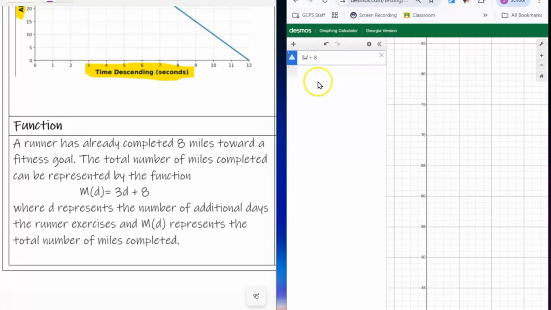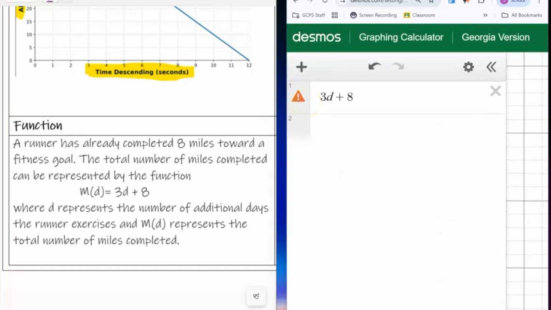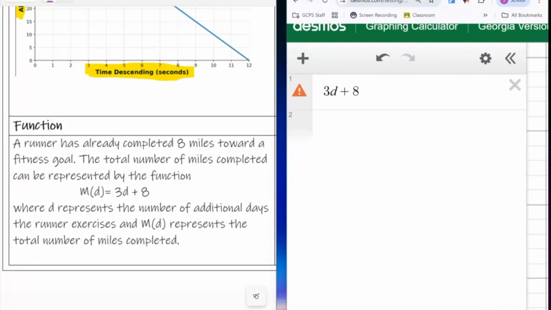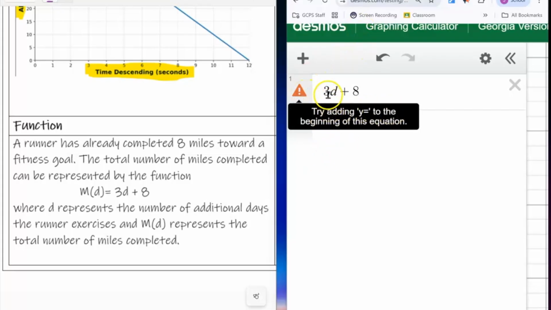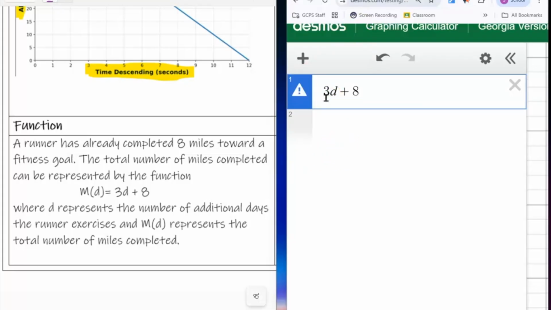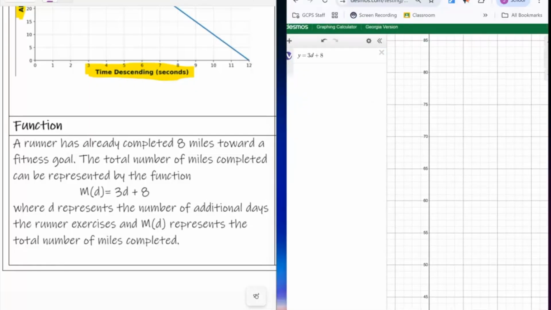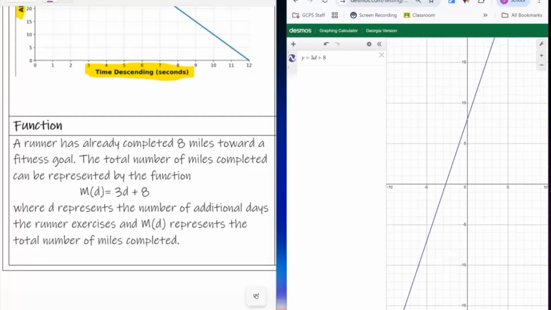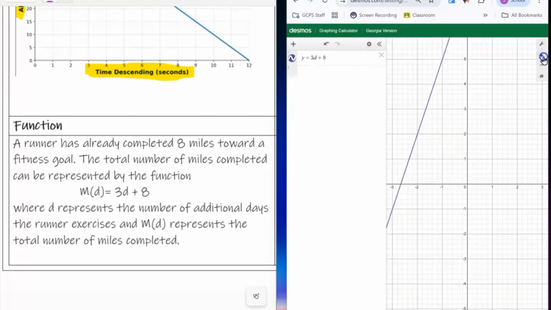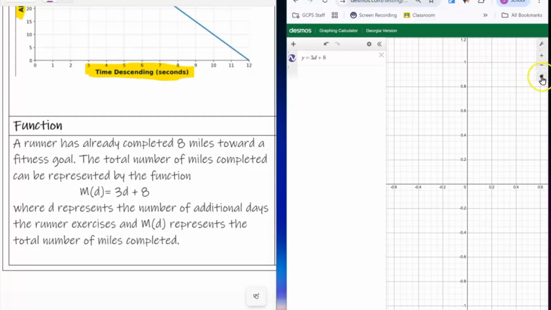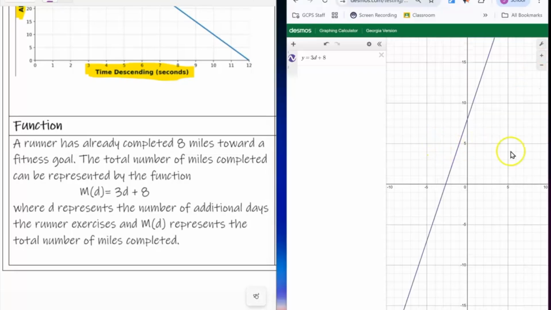Now I'm going to see an error. Anytime you see an error, do not be afraid. It's just a calculator. It is not a bomb. It's not going to blow up. Click the little triangle. It says try adding y equals the beginning of this equation. Sure, I can do that. Y equals. Boom, that got rid of the error, and my graph has appeared somewhere, even though I don't see it. Let me hit home. That's a button I can show you real quick. If you can't see the graph, the fastest way to get there is just hit home. There's my graph.